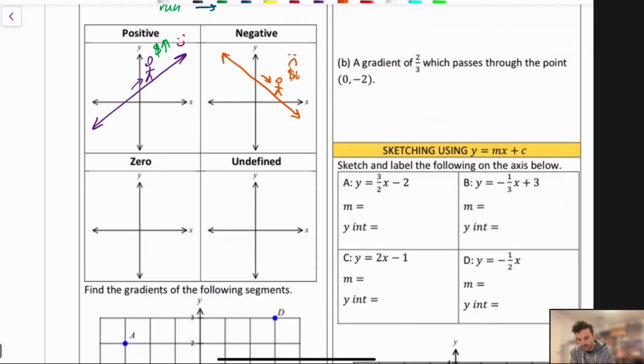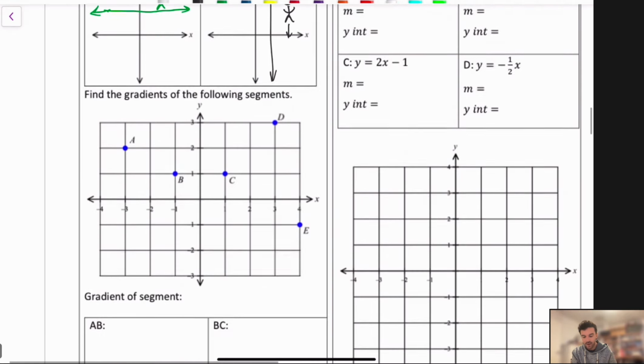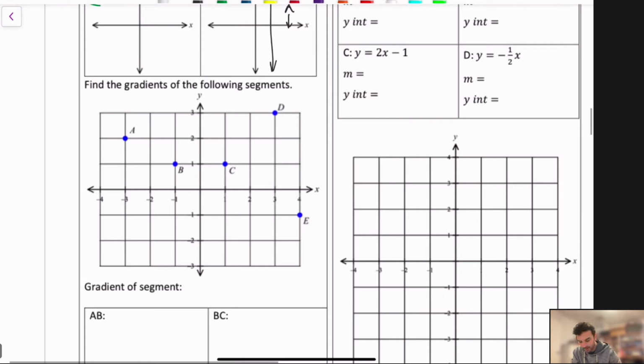Zero, we can just do that. So if something has a 0 gradient, you're just on the flat. It's got no slope, if you want to think about it. So 0 slope. And you've got the same money and a neutral expression on your face. The next one is undefined. Now undefined is a vertical line, and it's just you falling down. So it's not really possible to calculate a gradient. We just say the slope is undefined for this one. Okay, so now what we're going to do is find the gradients of the following segments. Now what I'm going to do is link them up.